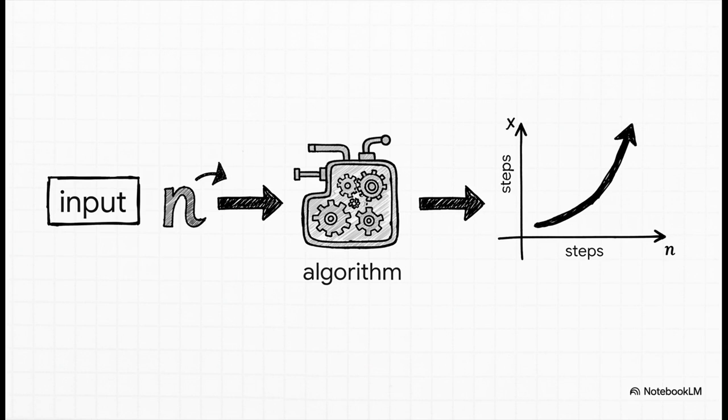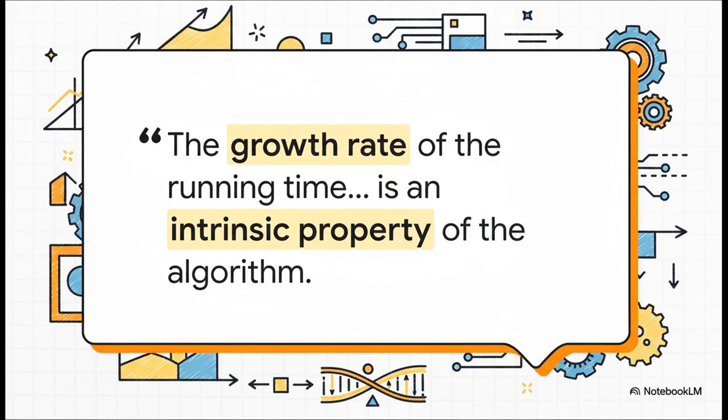By counting up all these tiny operations, we can create a mathematical function. This function describes the algorithm's performance, where the running time is based on n, the size of our input. So the question changes from how many seconds does it take to, as my input n gets bigger, how many more steps does my algorithm have to take? And this quote just nails the key idea, the growth rate. How the number of steps explodes as the input grows, that's not about the hardware.